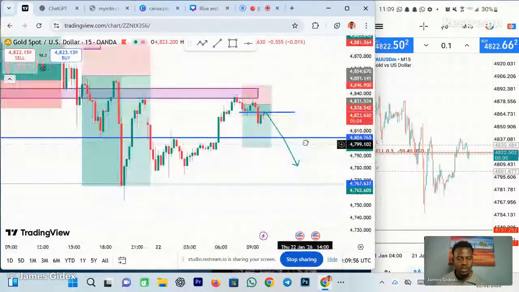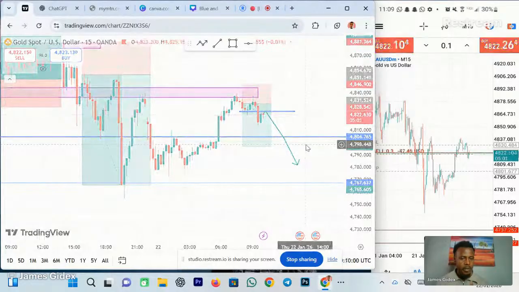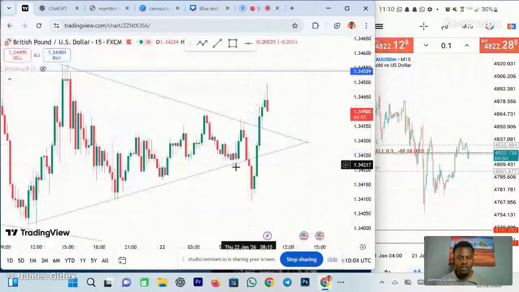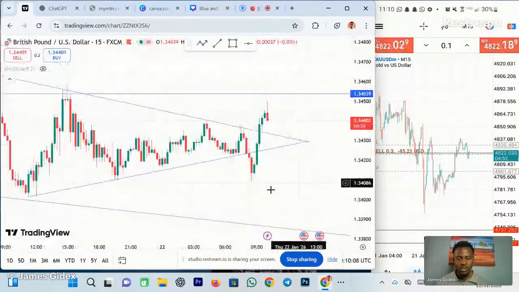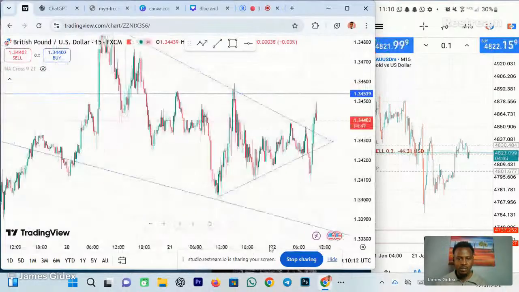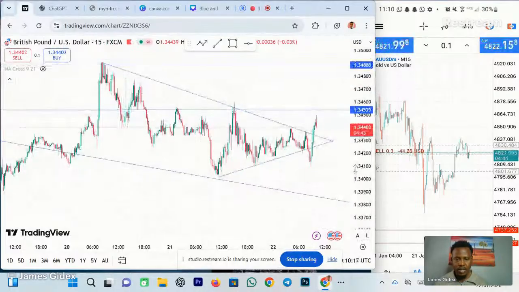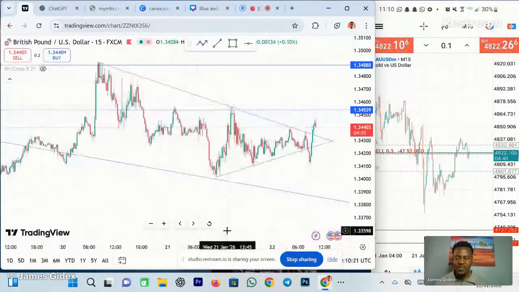Now let me check the analysis that I did today. Very important. This is the analysis I did today. Wow, this is a great improvement. I didn't see it on time. This is GBP USD. If you can see clearly, my analysis is very clean.